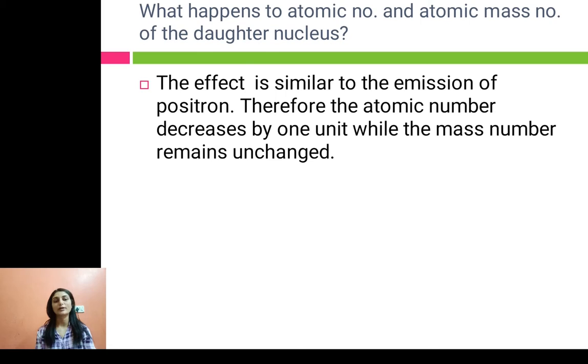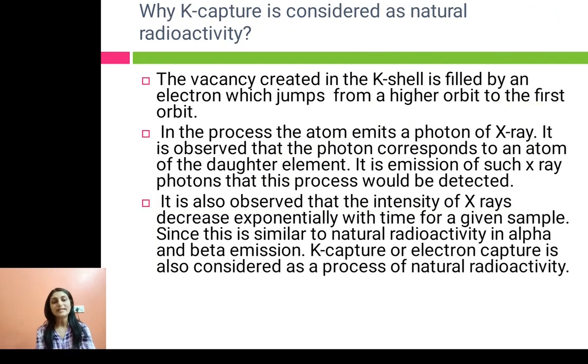So what happens to the atomic number and atomic mass number of the daughter nucleus? Now this effect is similar to the emission of a positron. So we know that in positron emission, the atomic number decreases by 1 unit and the mass number remains unchanged. So the same thing happens in case of electron capture, that the atomic number decreases by 1 unit while the mass number remains unchanged.